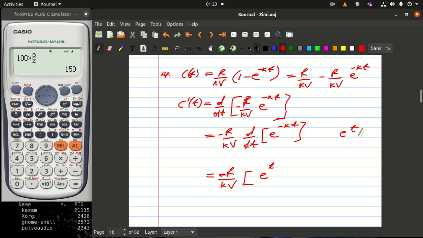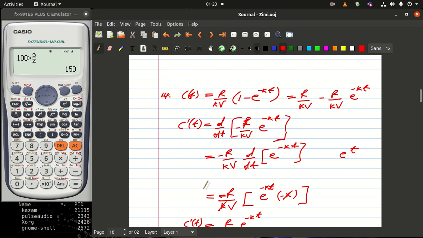But now we're not having that. Instead of having t, we have minus kt here. Because of that, we have to take the derivative of the exponent, so we multiply by minus k. We're using the chain rule here. Then a minus and a minus make a positive, and the k and k cancel out, and you'll be left with r over v times e raised to minus kt as the first derivative, or the rate of increase.